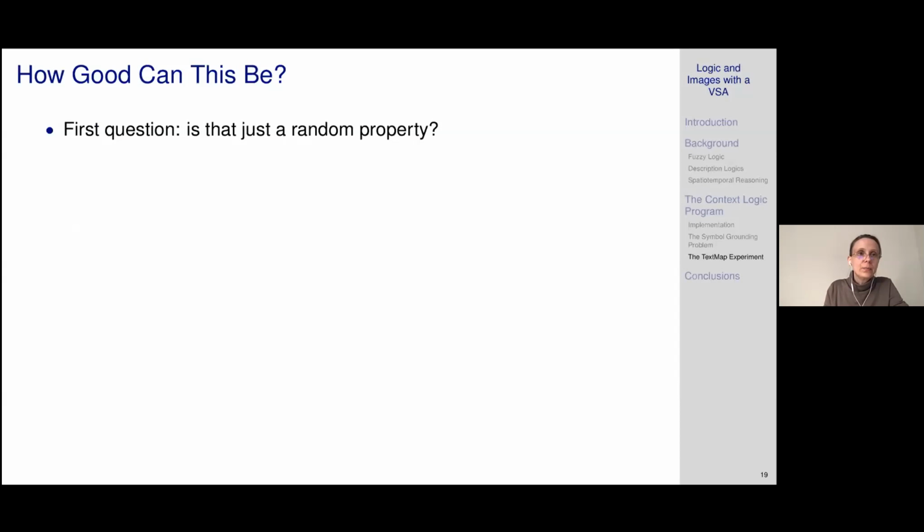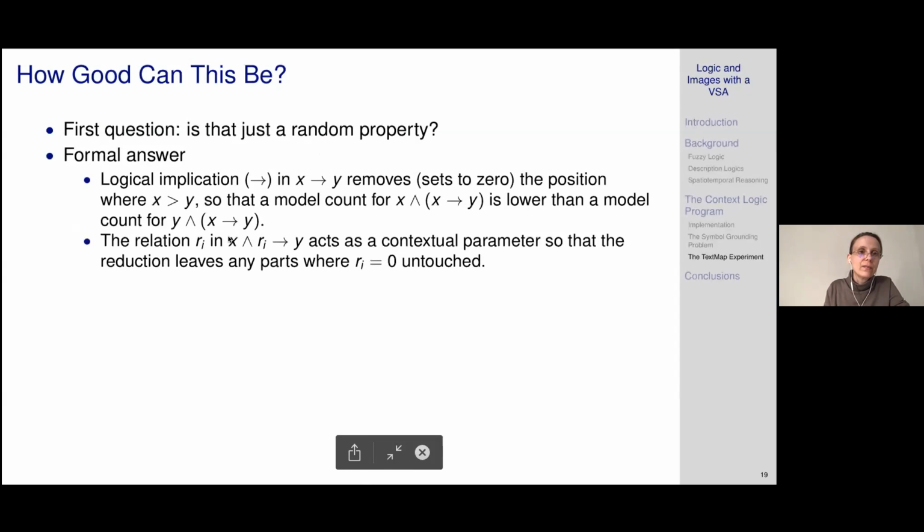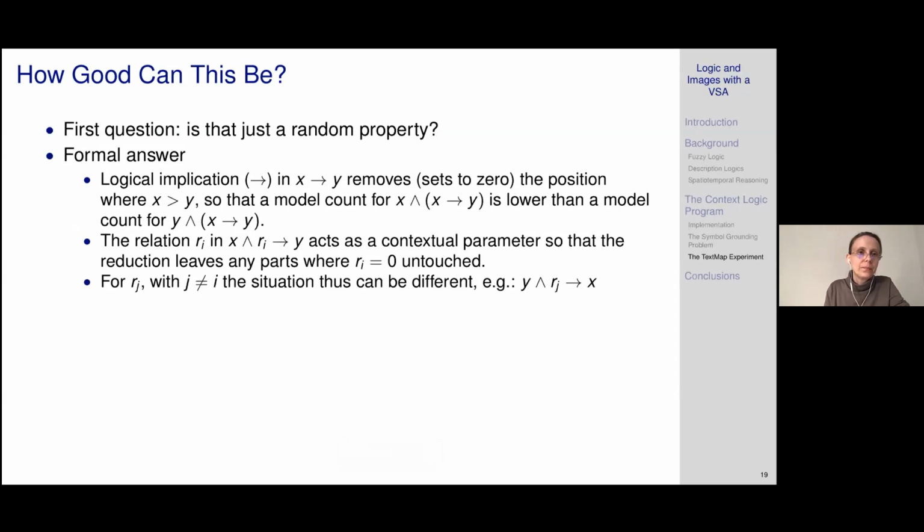So how good can this be? We can ask, is this just a random property? No, it's systematic because the logical implication works exactly that way. It removes the positions where x is larger than y. And I can have more than one relation in this manner that I demonstrated, because the relations act as contextual parameters so that I can separate the different relations from each other.